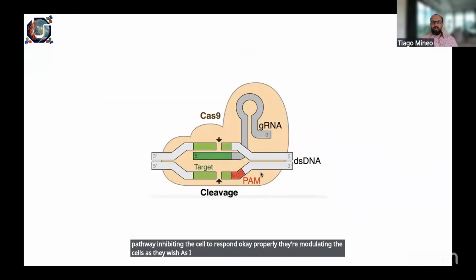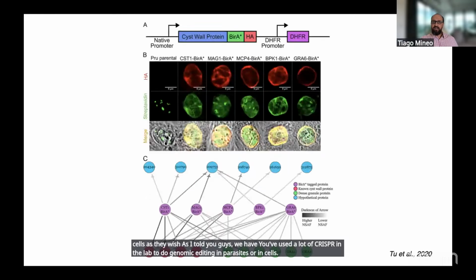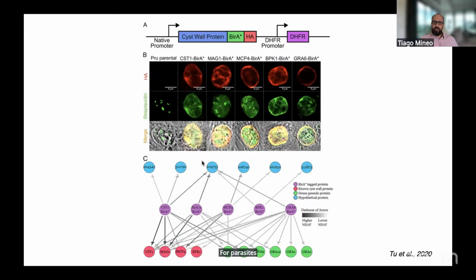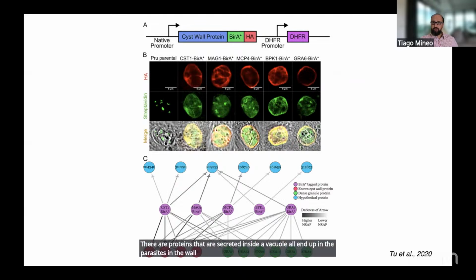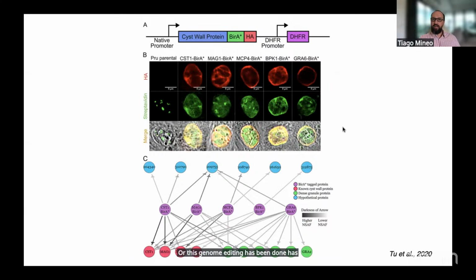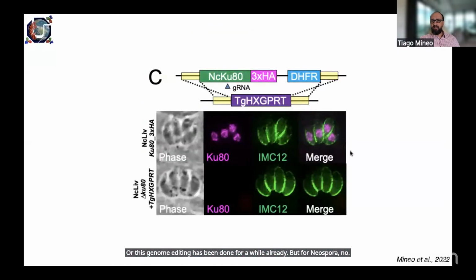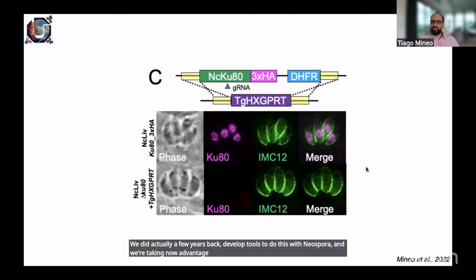As I told you, we have used a lot of CRISPR in the lab to do genomic editing in parasites or in cells. For parasites, there are a few of these proteins called GRAs, which are dense granule proteins. They're proteins that are secreted inside the vacuole or into the wall of the parasitophorous vacuole, and they are used by the parasites to make their niche within the host cells, and also to block the cellular signaling pathways. For Toxoplasma, this genome editing has been done for a while already, but for Neospora, no. We actually developed tools a few years back to do this with Neospora, and we're now taking advantage of it to study the parasites.